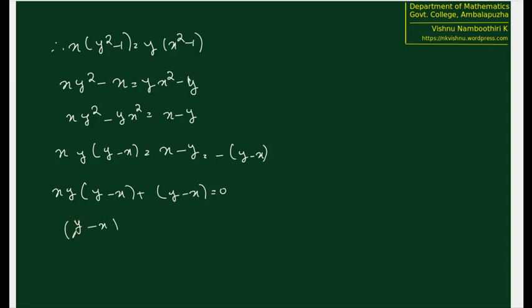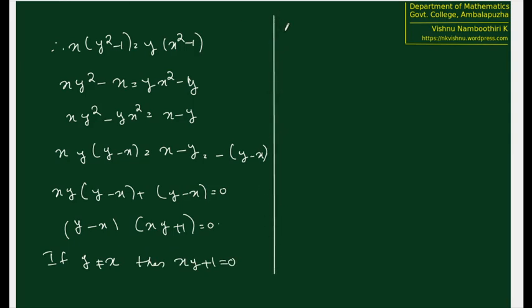Therefore, (y minus x) into (xy plus 1) equal to 0. If y is not equal to x, what will happen? If y is not equal to x, then y minus x is non-zero, but the product is 0. Therefore, xy plus 1 must be 0. Then xy plus 1 equal to 0 means that xy equal to minus 1. So this is the observation we have. If y is not equal to x, we will be having xy equal to minus 1.